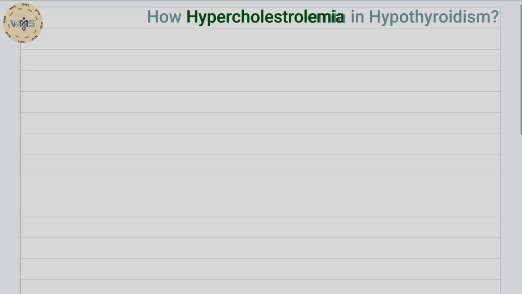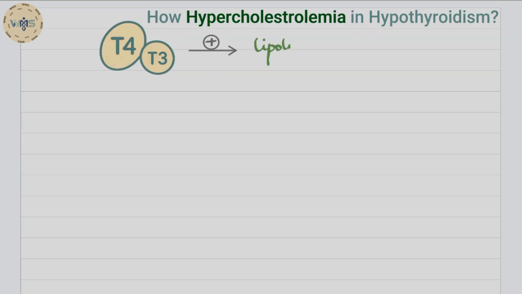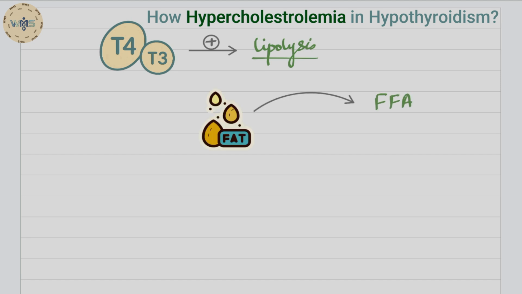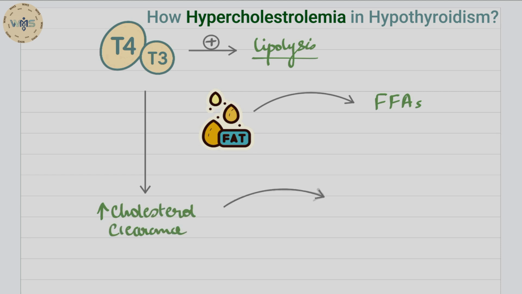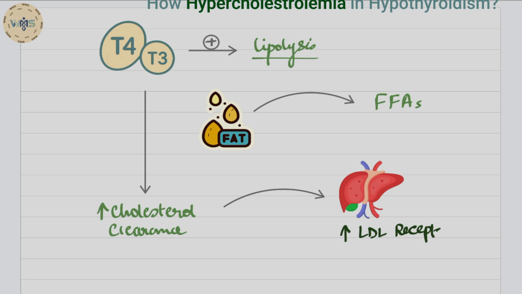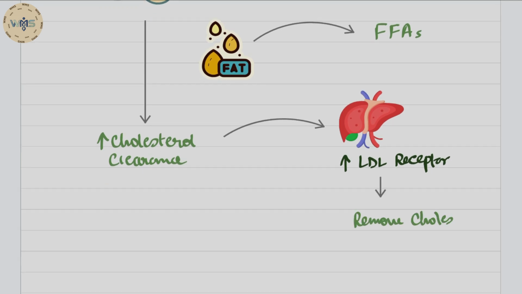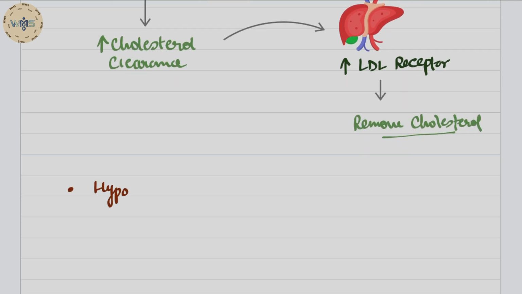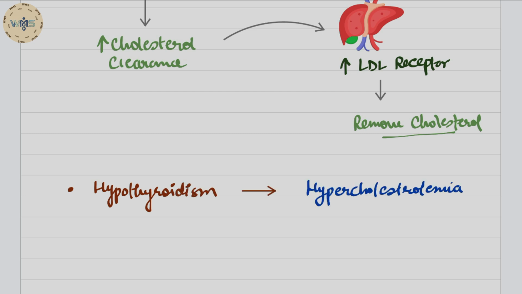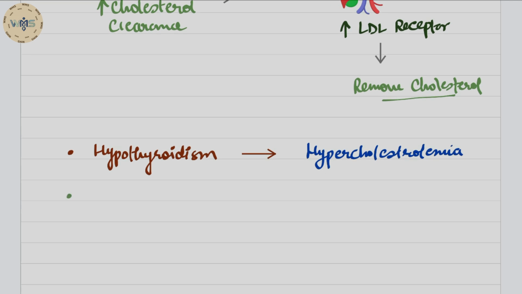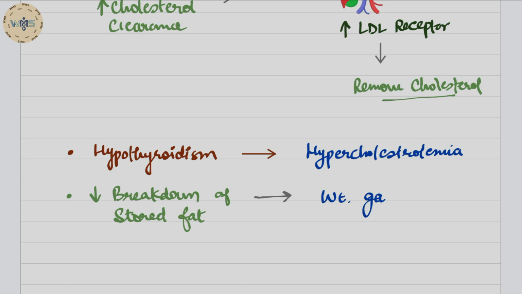And in case of lipids, normally the thyroid hormone stimulates lipolysis, the breakdown of stored fats into free fatty acids. Also, thyroid hormone increases cholesterol clearance by upregulating the LDL receptor in the liver, which helps to remove LDL cholesterol from blood. So, in hypothyroidism, there is increased risk of hypercholesterolemia because of decreased LDL receptors on the liver, and also because of decreased breakdown of stored fat, resulting in weight gain.